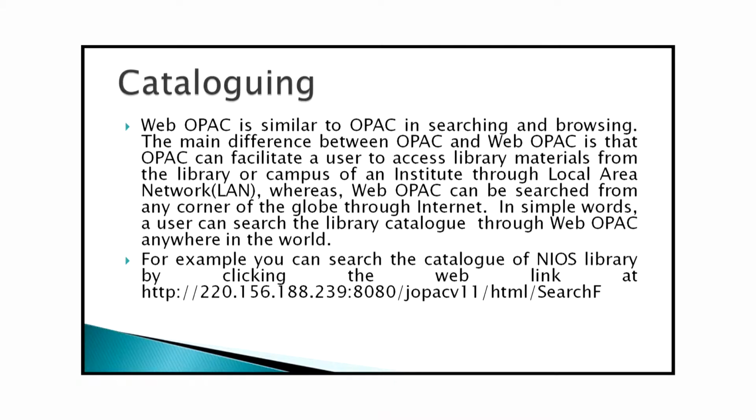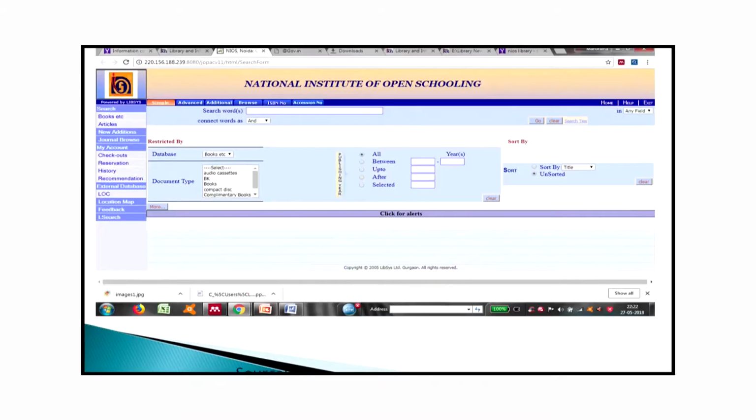In simple words, a user can search the library catalog through Web OPAC anywhere in the world. For example, you can search the catalog of NIOS library by clicking the web link shown on the screen. So as you can see on the screen, this is Web OPAC of NIOS library.